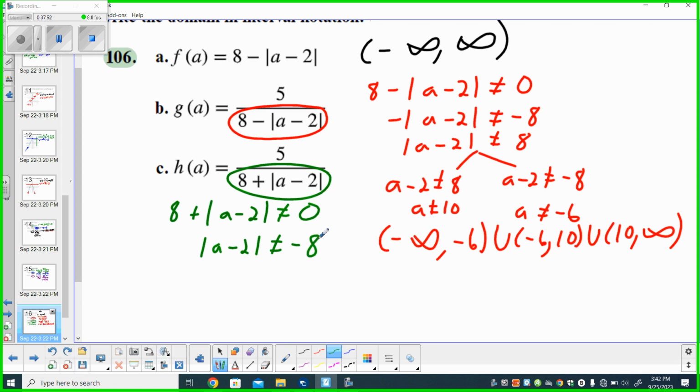Again, going back to unit 1, we saw the absolute value can't be a negative. So therefore, we already know the absolute value won't be -8. It can't be -8. So therefore, there is no A value which will make it 0 on the denominator. So in this case, that means that the domain will be -infinity to infinity because there's no number that the absolute value would make it -8.